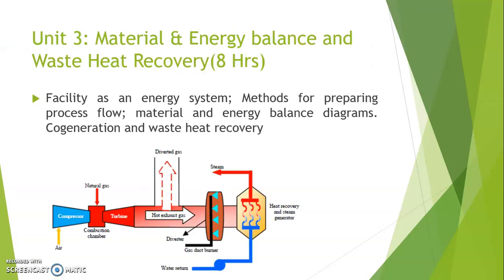Unit number 3 will be about material and energy balance and waste heat recovery: facility as an energy system, methods for preparing process flow, material and energy balance diagrams, cogeneration and waste heat recovery. This would be unit number 3.